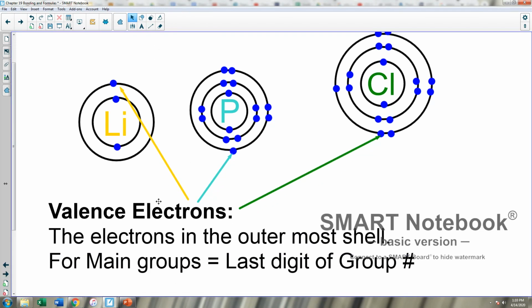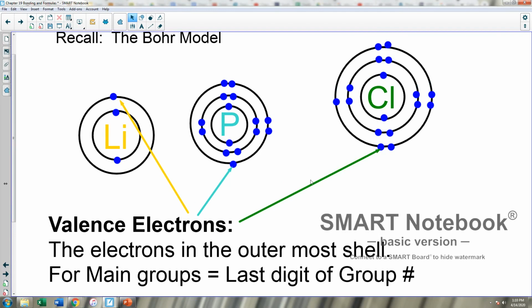So the valence electrons, you can always figure out the number of valence electrons, and this is going to be important for later on. You can always figure out the number of valence electrons by the last digit of the group number. So remember here, lithium's got one valence electron because it's one in the last row. Phosphorus has 1, 2, 3, 4, 5. Chlorine has 1, 2, 3, 4, 5, 6, 7 in the last row.